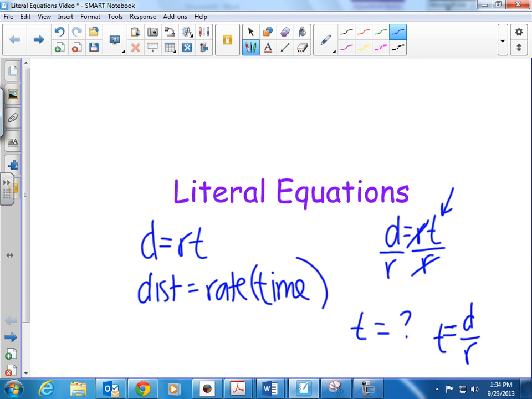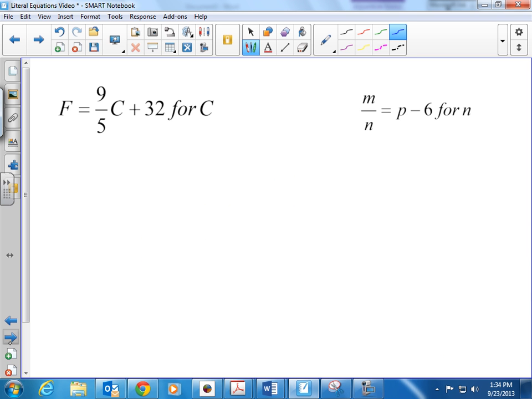So what we're going to be doing is taking these literal equations, these four examples we're going to do, and solve them for the variable that they ask us to solve for. So here I'm given the equation f equals 9/5 c plus 32, but I want to solve it for C. So this is the formula for Fahrenheit and Celsius conversions. I'm going to take this equation where they've already figured out what F is, but I want to know what C is, okay? So to do that, I need to get C alone. We're going to follow the exact same process we've been doing to get C alone.